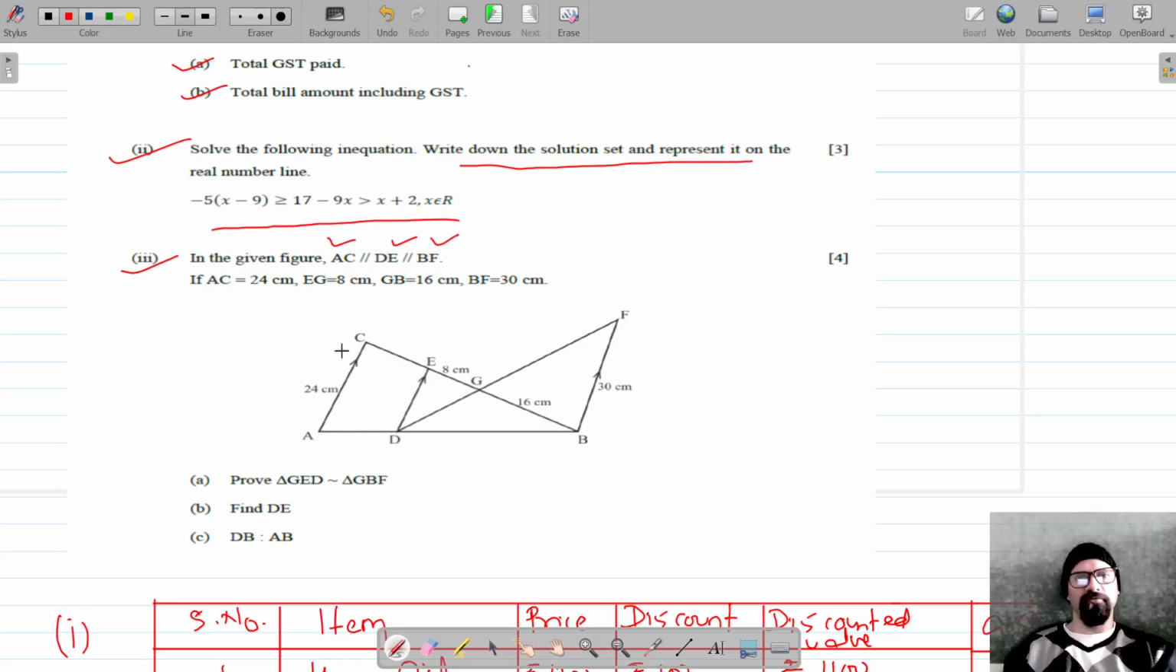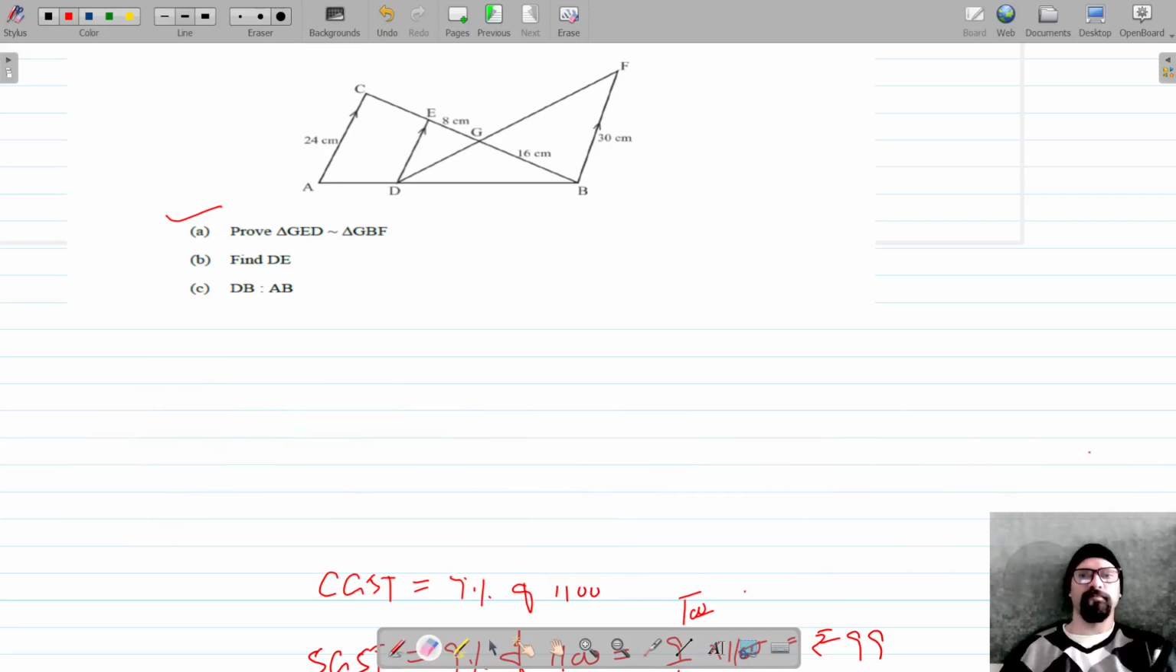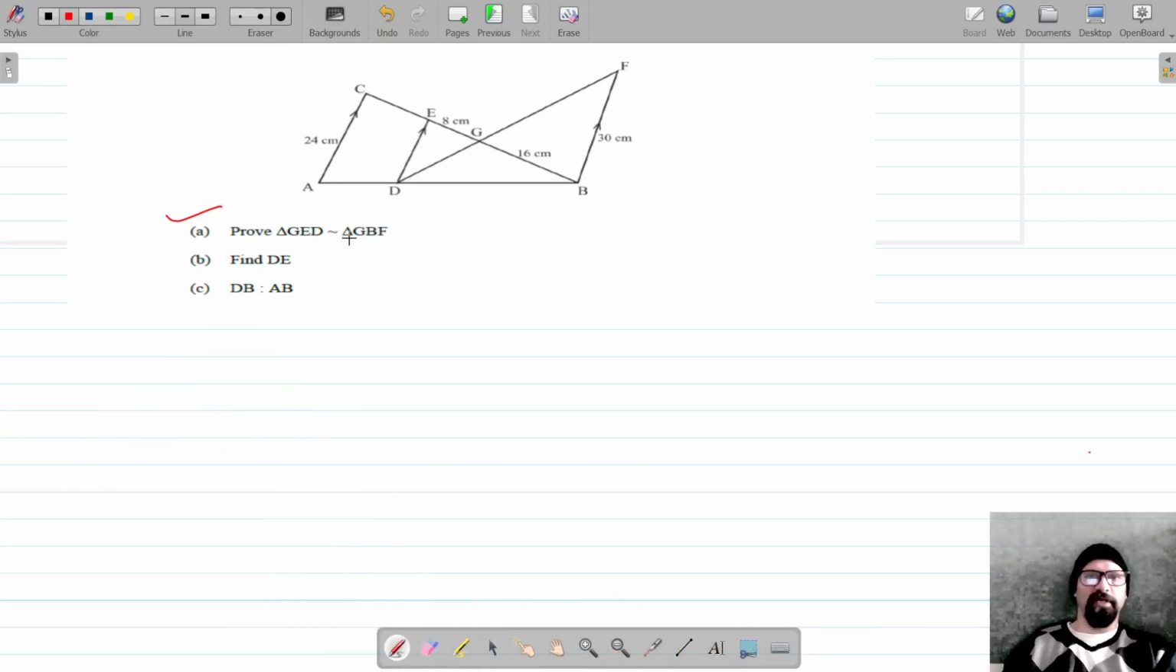Now AC is 24 centimeters, EG is 8, GB is 16, and BF is 30. We have to prove that triangle GED is similar to triangle GBF. Okay, I'm going to erase this because we are done with this part. For the first part, we have to prove that the triangles are similar. So let's consider these triangles. This is triangle GED and this is triangle GBF.